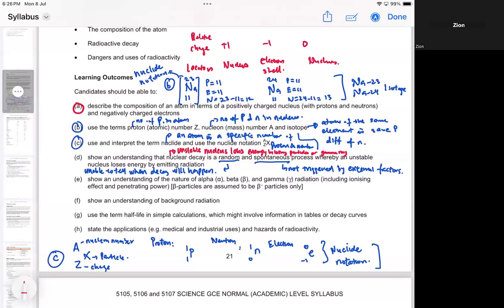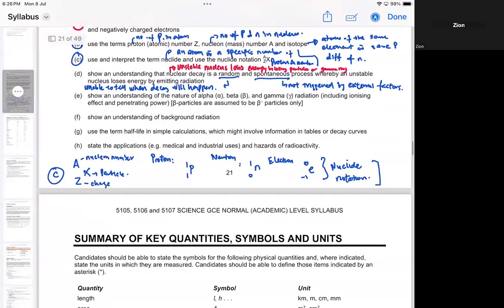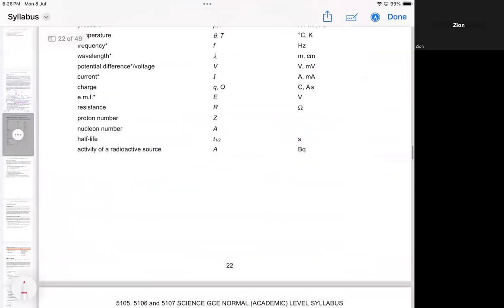Okay, if I put it in a pictorial form, nuclear decay, a very simple term is I got a nucleus, and this is unstable.